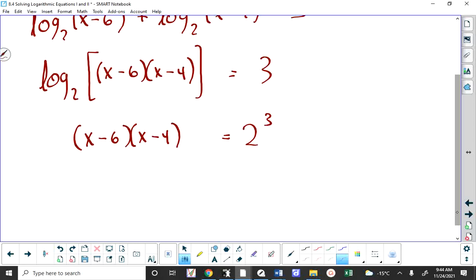I know a lot of people look at this and they go, oh, it's 9. It's 8. 2 raised to the 3 is 2 times 2 times 2. 3 raised to the 2 is 9. So I'm going to do 2 steps at once here. I recognize that this will be quadratic because if I FOIL this out, I would get x squared.